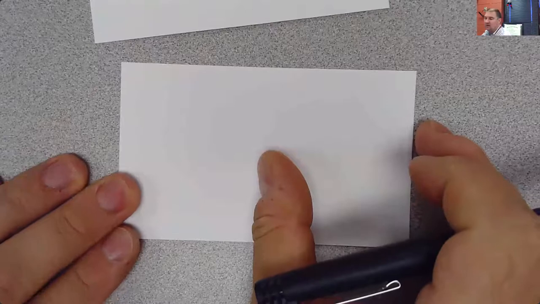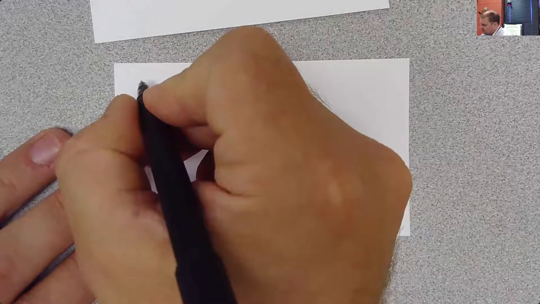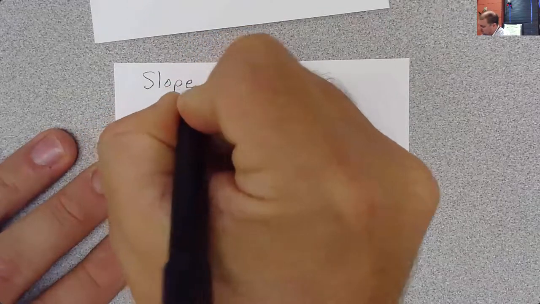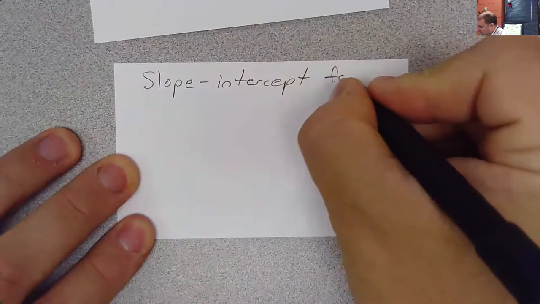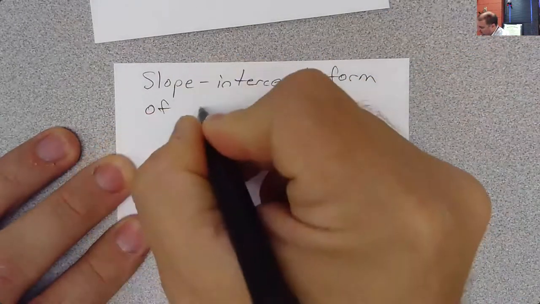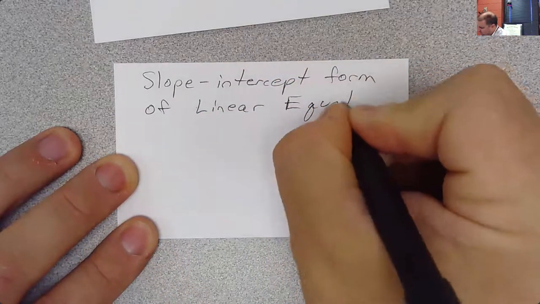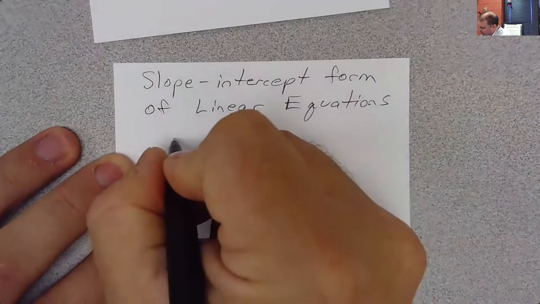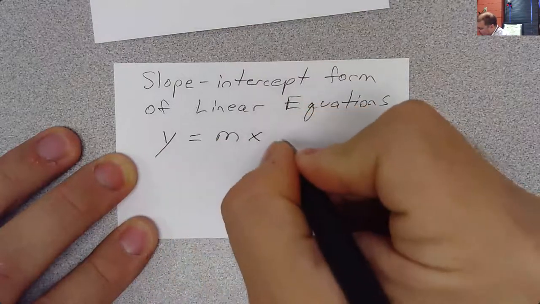And the other thing we looked at this week, and it wasn't necessarily explicit with the cat and mouse gizmo, is that we have a slope-intercept form of linear equations. And that is almost always written as y equals mx plus b.